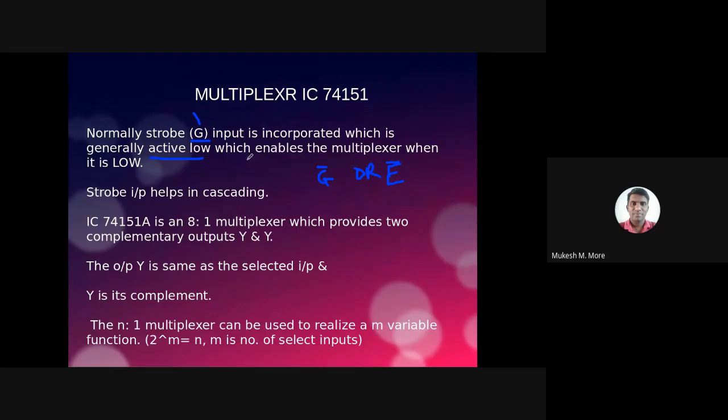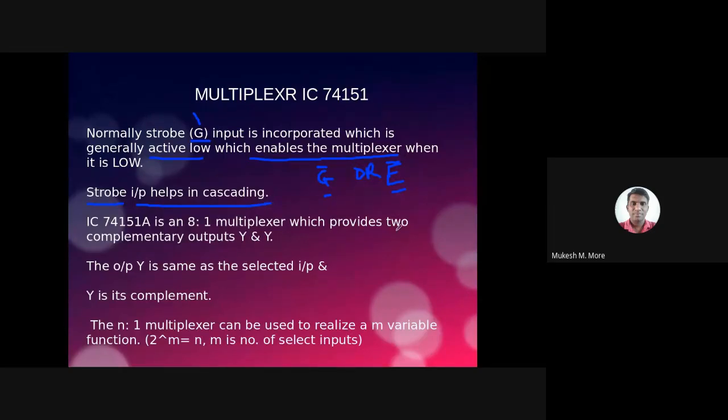And what is the use of this? This is used for enabling the multiplexer when it is low. Also, this strobe means E bar and G bar. Sometimes they use G bar, sometimes E bar. Some companies use G bar and E bar as an active low strobe or enable input. One more use of G bar is for cascading of multiplexers.